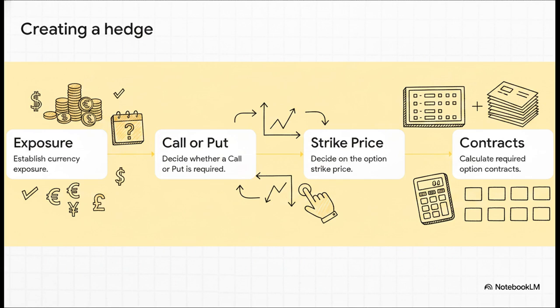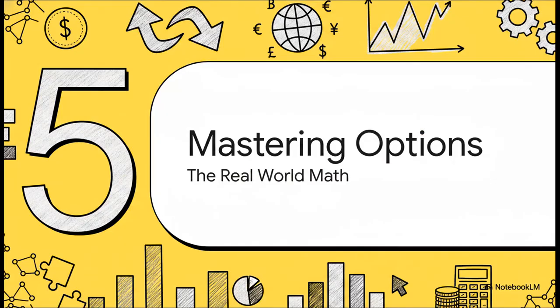Step 1, establish your exposure. Exactly how much foreign currency do you owe, or are you owed, and when exactly is the due date? Step 2, decide between a call or a put. Are you worried about the currency getting more expensive to buy, or maybe dropping in value before you can sell it? Step 3, pick your desired strike price from the available exchange board. And finally, Step 4, calculate exactly how many standard option contracts you need to purchase to cover your total exposure amount.